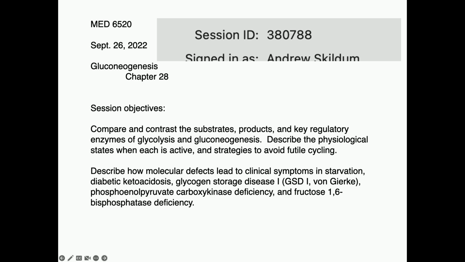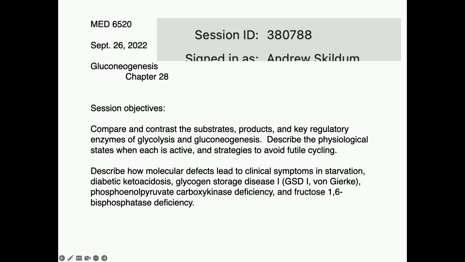Okay, so today the topic of our next 2 hours is gluconeogenesis. So this is kind of rounding out our discussion of fasted state metabolism that we started on Friday with glycogen metabolism.